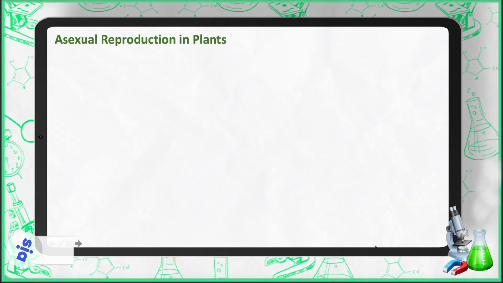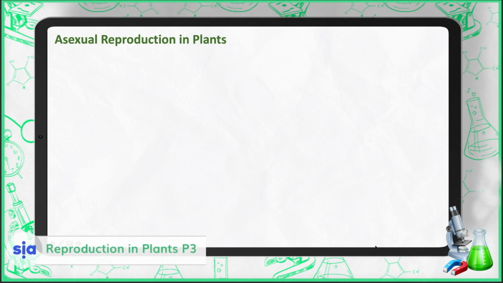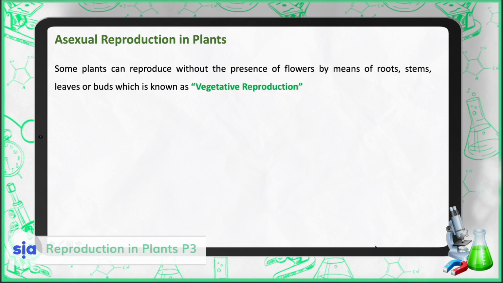Today we are going to continue discussing reproduction in plants. In this episode, we are going to discuss asexual reproduction in plants. Some plants can reproduce without the presence of flowers by means of roots, stems, leaves, or buds, which is known as vegetative reproduction.